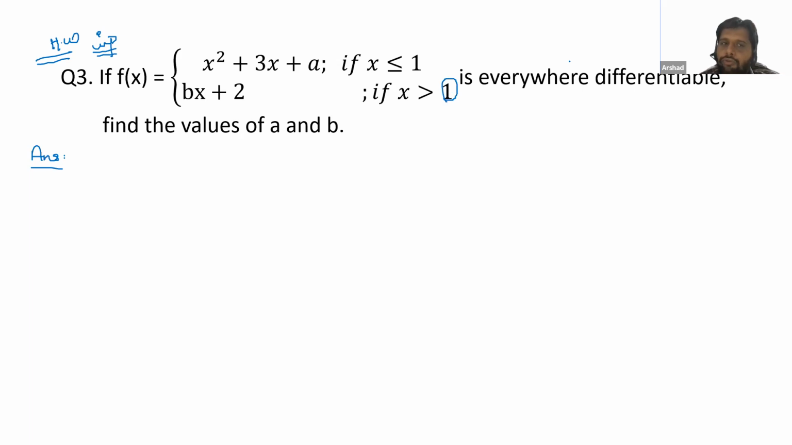They're saying that in this question, this function is everywhere differentiable. That means it will be differentiable at 1 also. So for x is equal to 1, find LHD. For x is equal to 1, find RHD and tell me the answer. Okay. Please complete it right now.